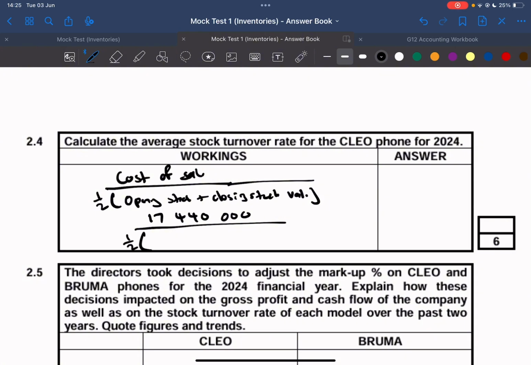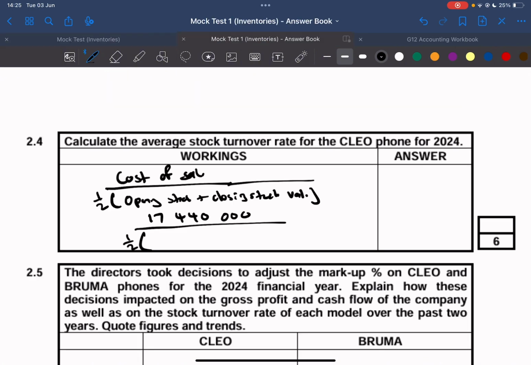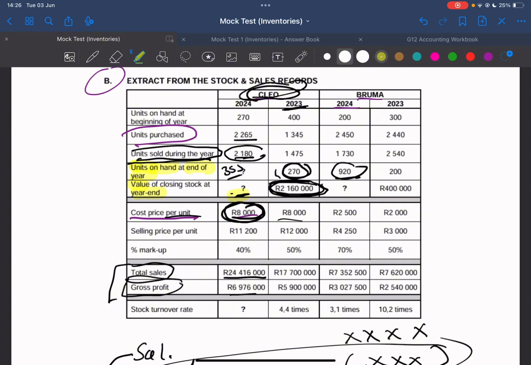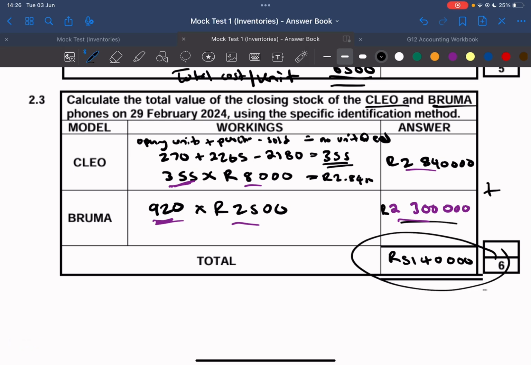And now we want the average inventory. So we need our opening stock value and our closing stock value. The nice thing here is with the Clio, we've already calculated how many units will be on hand at the end of the year, and we also calculated the value of the closing stock this year. This is the value of the opening stock, because they're saying in 2023 the value of the closing stock was 216,0123, which is basically the opening stock for 2024, right? So we can say 216,0123, that's the value of the opening stock. And then we want the value of the closing stock. We already calculated it here.